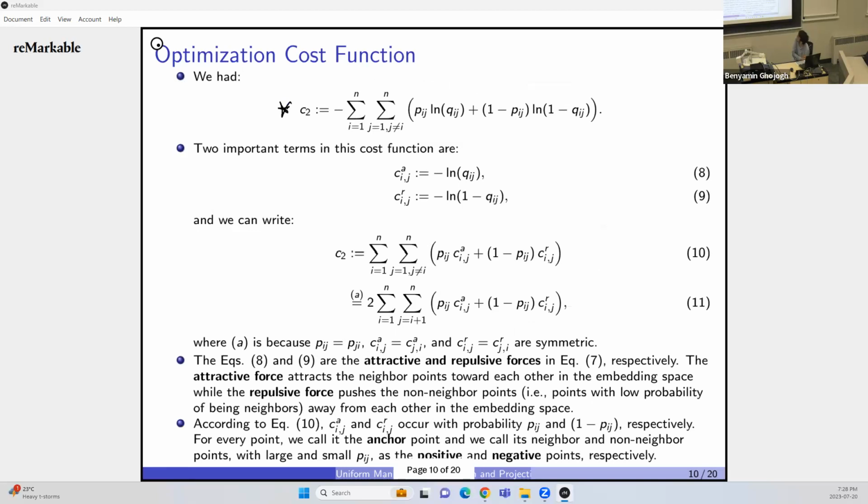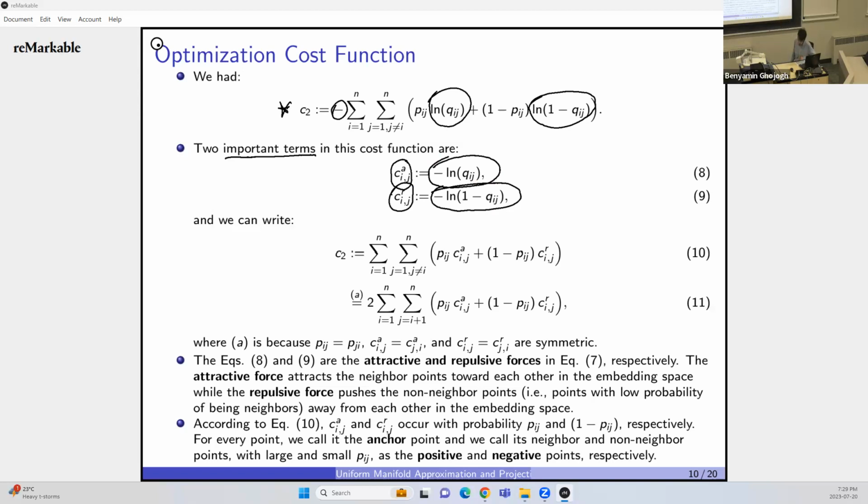Okay, so this is what we had. I'm repeating it here. The two important terms in this cost function are what? We have minus logarithm of Qij, and we also have minus logarithm of 1 minus Qij. So I define minus logarithm of Qij as Cija, and minus logarithm of 1 minus Qij as Cijr. Why? A stands for attractive, R stands for repulsive.